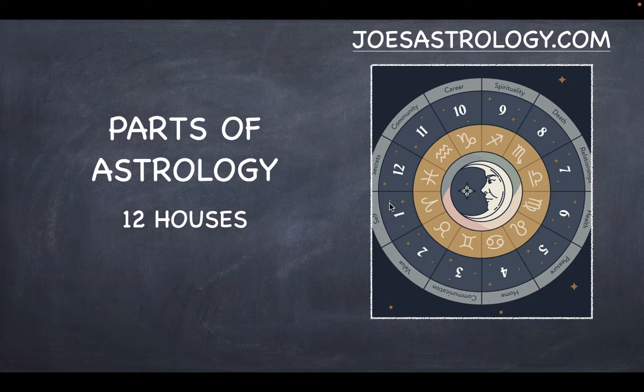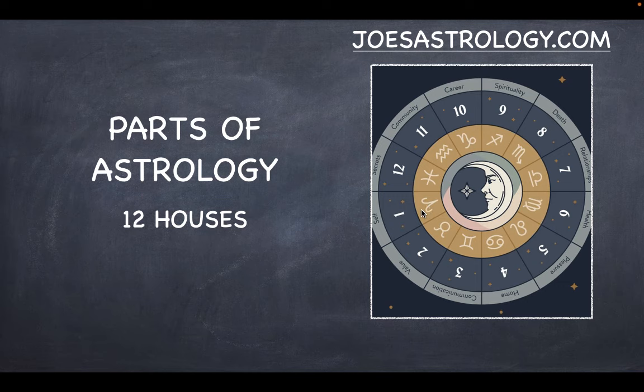So we have the 12 houses. In modern astrology, modern astrologers consider the houses and the signs to be interchangeable. We could also consider the house to be where the energy is occurring, the sign to be how the energy is occurring, and the planets, which we're going to get into next, to be what is occurring.